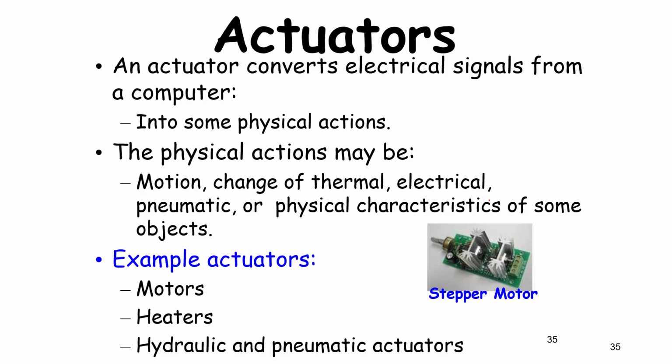What is an actuator? Well, an actuator is the reverse of a sensor. A sensor measures a physical input, converts it into an electrical signal, whereas the actuator takes in an electrical signal and converts that into something physical to change the environment. So the physical actions could be motion or a change of some kind of a thermal, electrical, pneumatic, hydraulic, some property of the environment. So actuators are typically motors. So for example, in the case of a robot, to move its limbs and so on, they would be motors. But you could also have heaters or other hydraulic and pneumatic actuators in bigger robots.